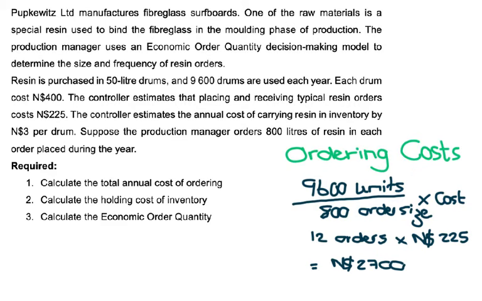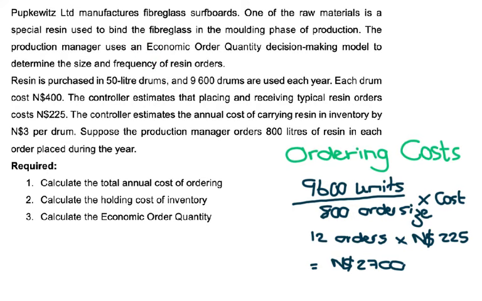All right, so let's quickly look at our exercise. Remember, while I read this exercise, try to identify the important information. Pupkewitz Limited manufactures fiberglass surfboards. One of the raw materials is a special resin used to bind the fiberglass in the molding phase. The production manager uses an economic order quantity model to determine the size and the frequency of the orders.